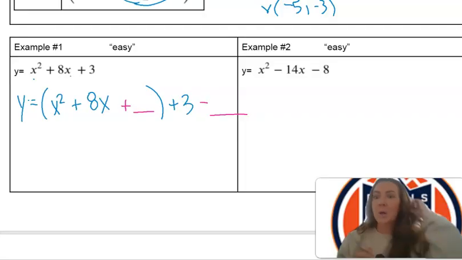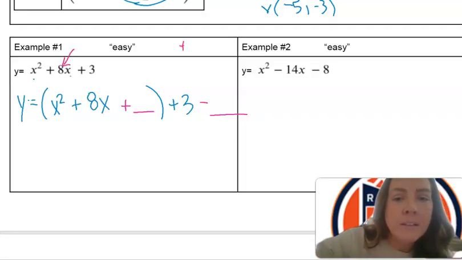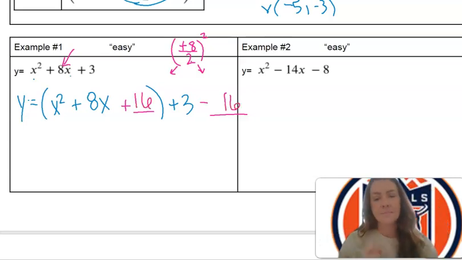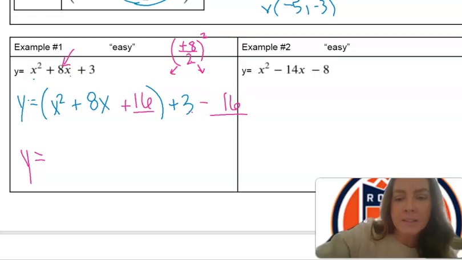Now, let's figure out what goes on the blanks. We take whatever the x term is, so positive 8, we always divide by 2 and we square it. So 8 divided by 2 is 4, 4 squared means 4 times 4, 16. Okay, now I'm going to do step 4 and 5 on the same line. So we're going to combine the term outside. So positive 3 minus 16 is negative 13.